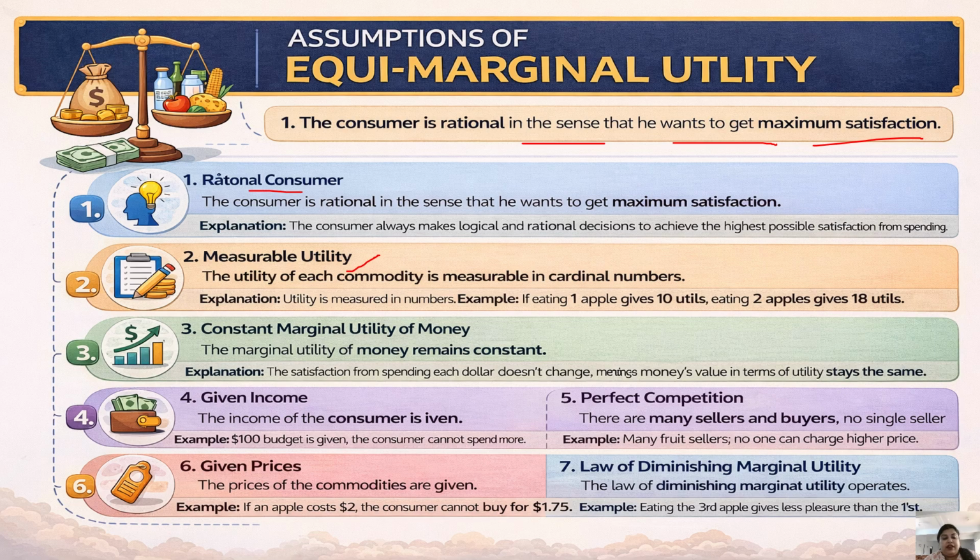The next is given income. The income of the consumer is given and constant. Given prices: prices of the commodities are given already. Perfect competition: there are many buyers and sellers in the market. And the law of diminishing marginal utility. These are all the assumptions of equimarginal utility.